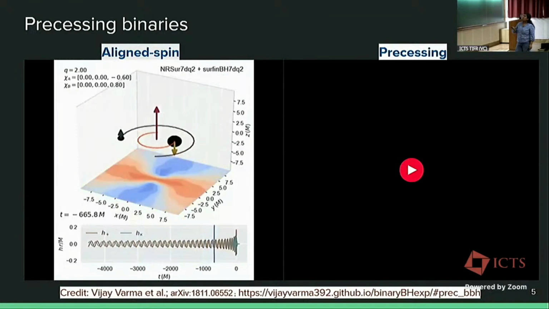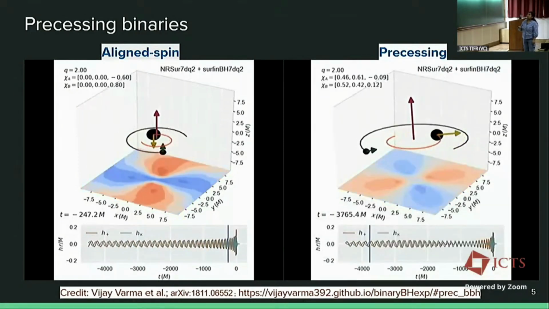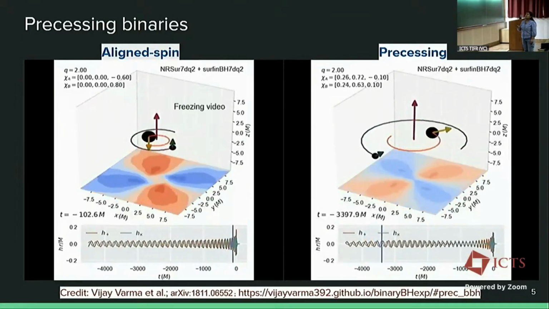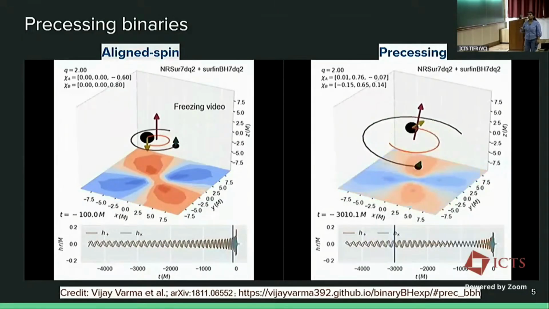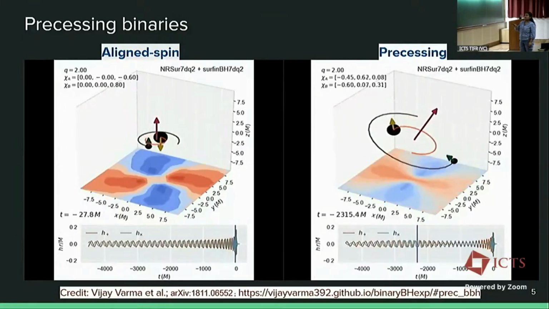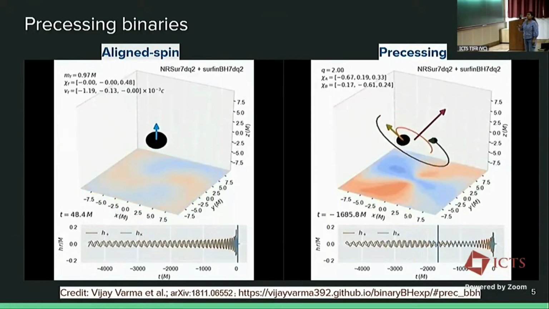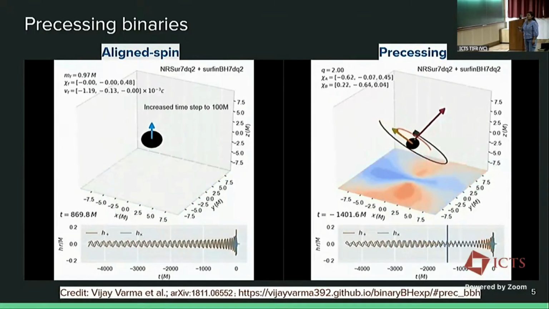And there is this precessing system. Here, the two black holes have spins that are not aligned with the orbital angular momentum. In that case, you are seeing the orbital plane itself precesses over time. And you see the imprints of this precession in your gravitational wave by some modulation that was not present here.